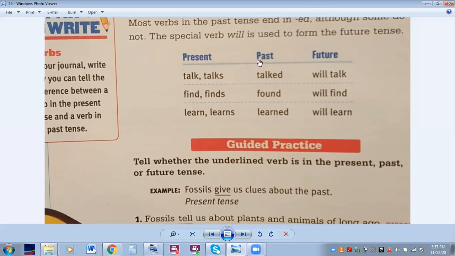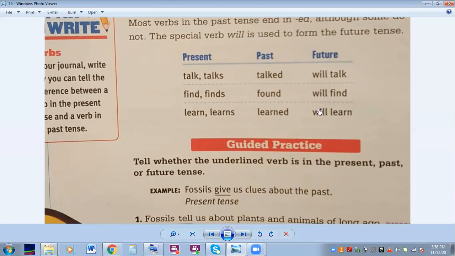All right, so again, we said ed for past, talked, ed for learned. Most verbs, not all, like here, find becomes found. It's an irregular verb. We'll talk about irregular verbs in another lesson, but most verbs add ed, like talked and learned, to form the past tense.